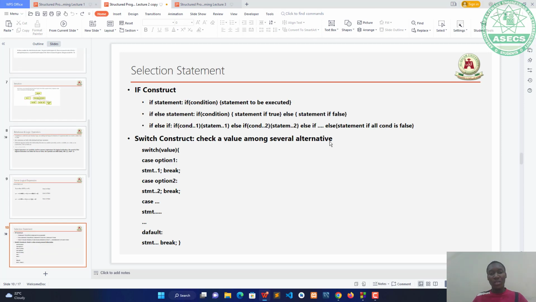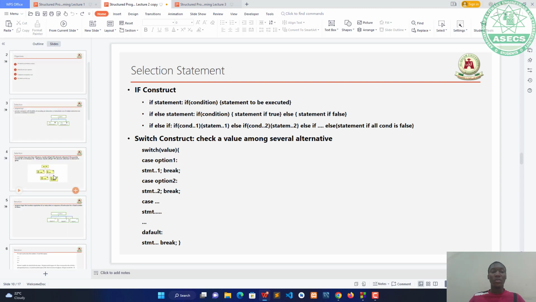So now here we are in the selection statement. If construct. If statement, if condition statement to be executed, if else statement, if condition. In ya zama true yayi, in bai zama ba false yayi next value. Alright, ga nan sauran. So switch construct check a value among several alternatives. Shi switch statement yana kawo value ne, maybe a single value, sai ya bada cases, different cases. So duk wanda ya zama the same, then it will be what the result ko kuma wanda zai execute. So that's it na shi switch statement.